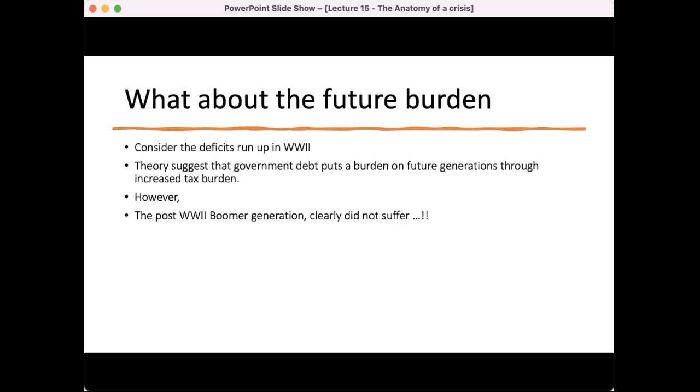And the theory, therefore, that it should have been a burden to the future generations would have impacted directly upon the future generations subsequent to World War II. Well, that's not the case, is it? Because the generation that occurred after the end of World War II was the baby boomer generation. And actually, it would appear that they've done quite well out of it.